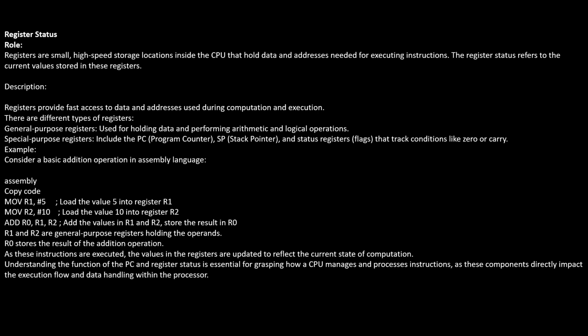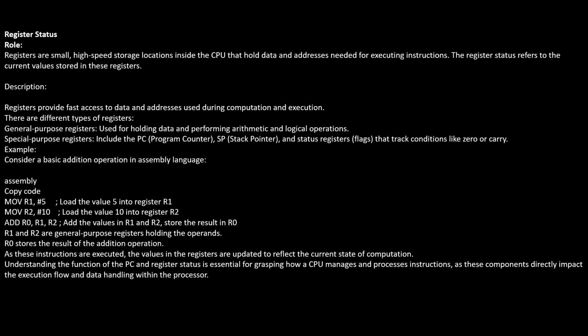The example of register status. Consider a basic addition operation in assembly language. MOV R1, #5: load the value 5 into register R1. MOV R2, #10: load the value 10 into register R2. ADD R0, R1, R2: add the values in R1 and R2 and store the result in R0.